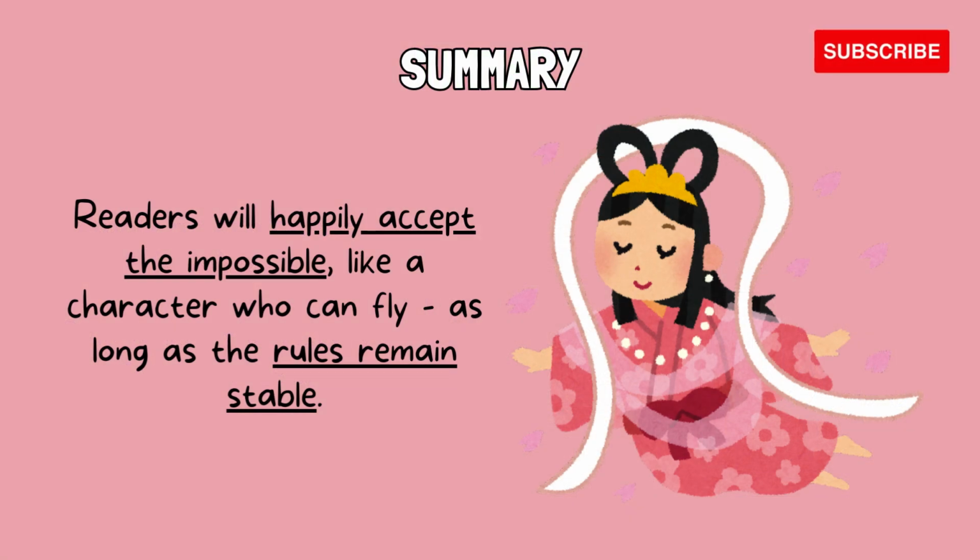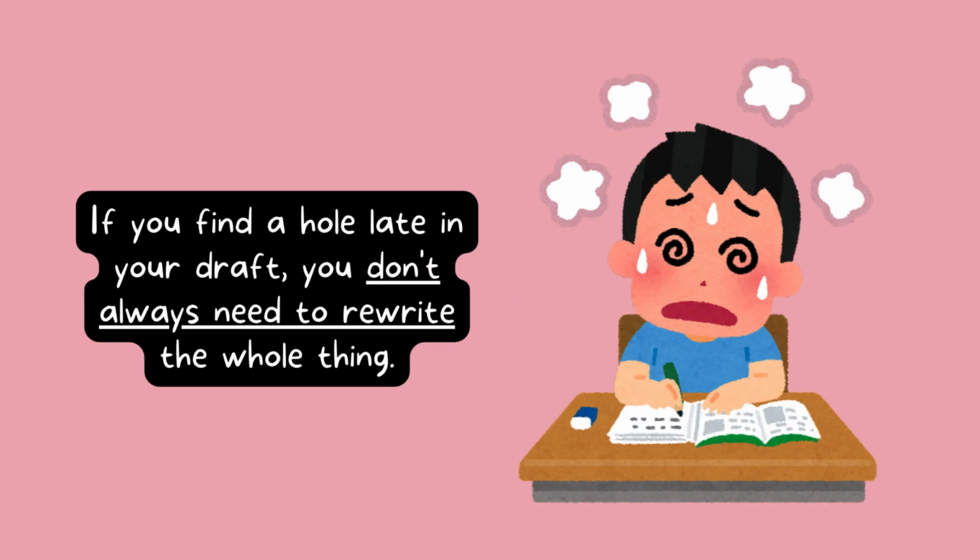At the end of the day, readers will happily accept the impossible, like a character who can fly, as long as the rules remain stable. The hole only appears when the logic breaks to create a cheap cliffhanger. If you find a hole late in your draft, you don't always need to rewrite the whole thing. Just use the rule of 3.